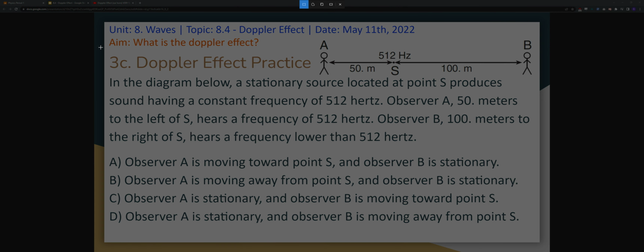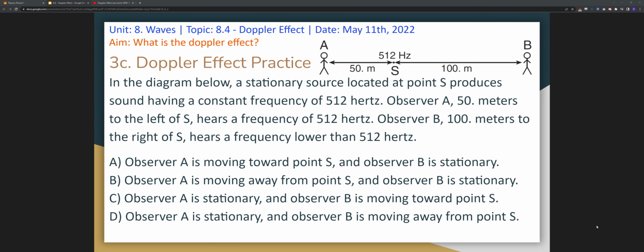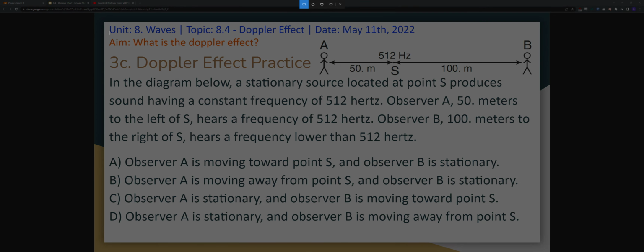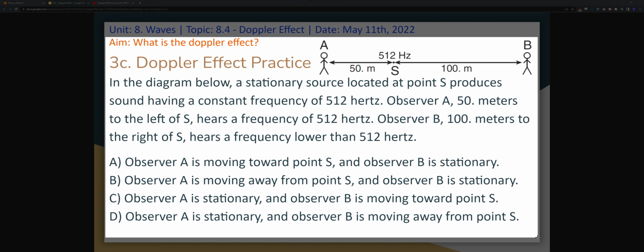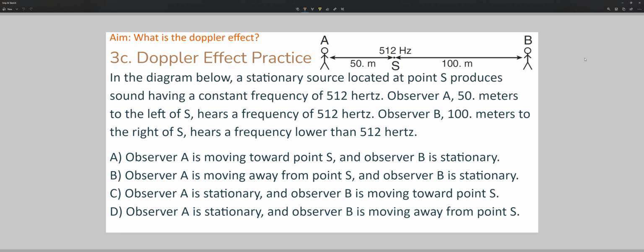But I'll give you some time to read it. Feel free to pause at any given time to see if you can attempt this question yourself. Again, feel free to pause at any single time because I will move on and we'll solve the question with you.